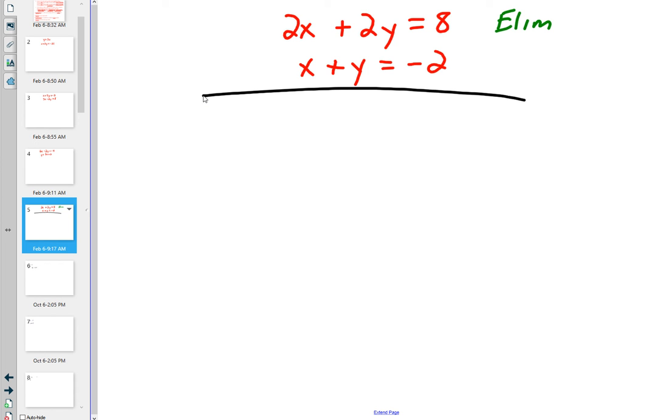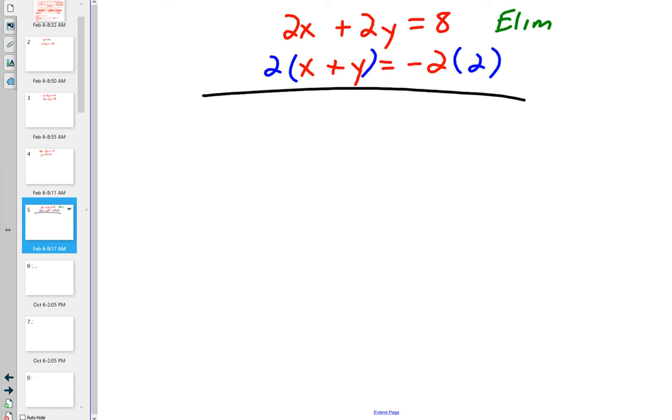Yeah, you got off to a good start. Which one do you want to eliminate? You want to get rid of the x's, fine. So if we're going to get rid of the x's, they have to match up at 2. The top x already has a 2, so I would multiply everything on the bottom by 2. I can't just multiply the x, I got to multiply everything on the bottom by 2.